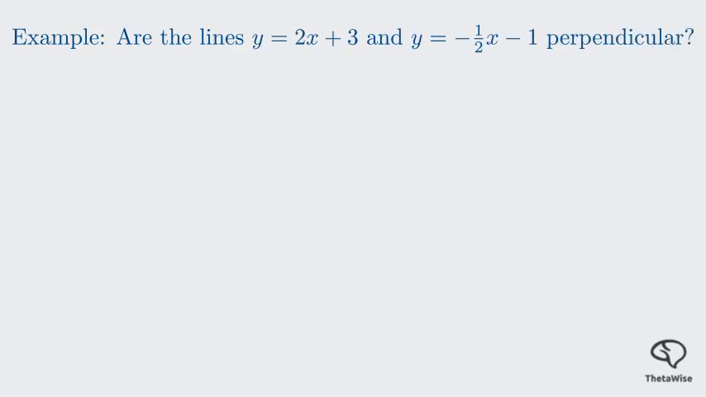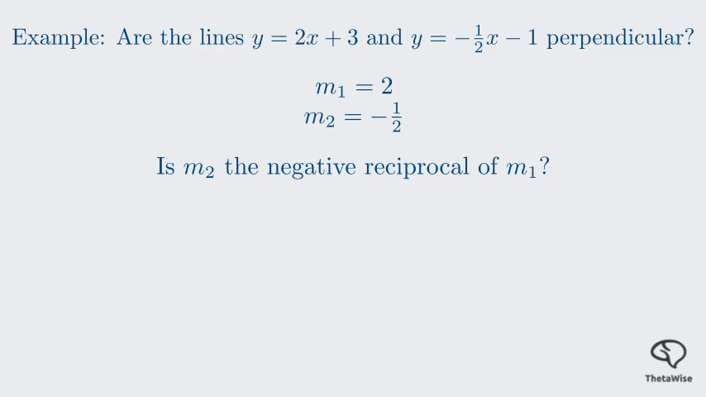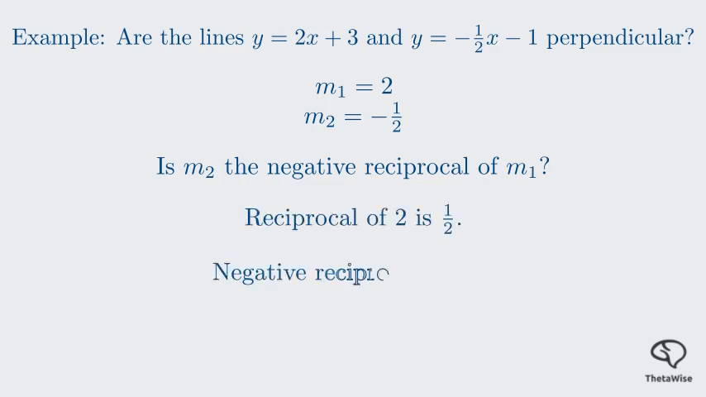First, we identify the slopes. The slope of the first line is 2. The slope of the second line is -1/2. Now, let's check if they are negative reciprocals. The reciprocal of 2 is 1/2. The negative of that is -1/2. This matches the slope of the second line. So yes, they are perpendicular.